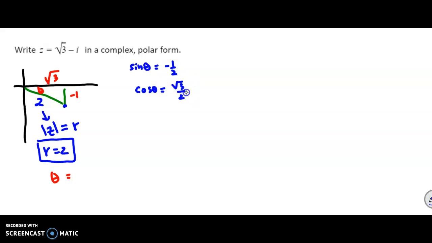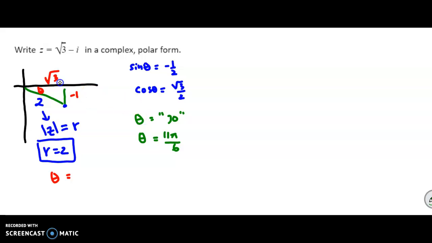Look at these values, right? These are familiar to the unit circle, okay? And so hopefully we remember these values. When cosine is root 3 over 2, and when sine is negative 1/2, we know that theta is going to be quote unquote 30 degrees, okay? Now 30 degrees, we know that's in quadrant 1, but since we're in quadrant 4, the actual theta is going to be, in this case, 11 pi over 6. We're going to use radians instead of degrees, okay?